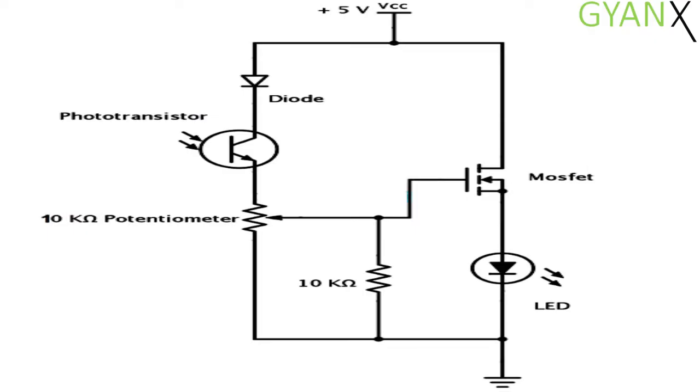Now let us see the circuit of the IR receiver. As we can see, it consists of an IR phototransistor, a diode, a MOSFET, a potentiometer, and an LED. When the phototransistor receives any infrared radiation, current flows through it and the MOSFET turns on. This in turn lights up the LED, which acts as a load. The potentiometer is used to control the sensitivity of the phototransistor.